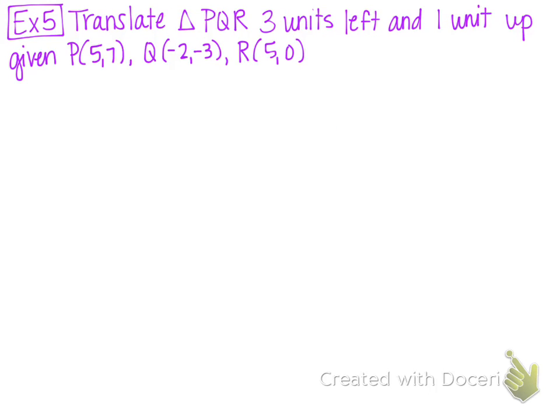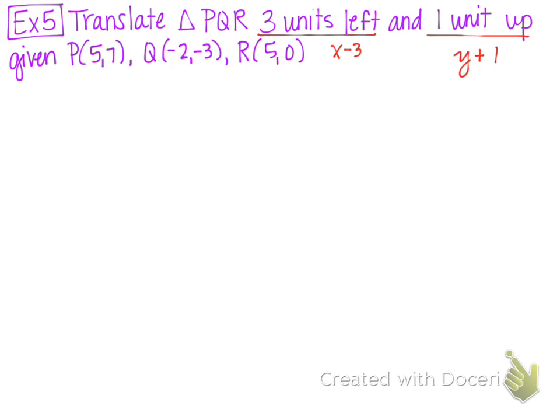Okay, so example 5 says, translate triangle PQR 3 units left and 1 unit up. Given P is at (5, 7), Q is at (-2, -3), and R is at (5, 0). So the first thing we want to do is write a translation statement. If we're going 3 units left, left and right is our X, and since we're going left, we're subtracting 3. And 1 unit up, that's for our Y's. Since we're going up, we're adding 1.